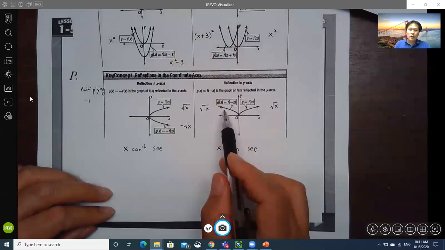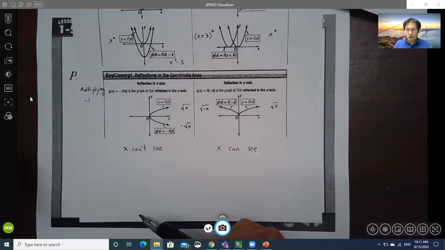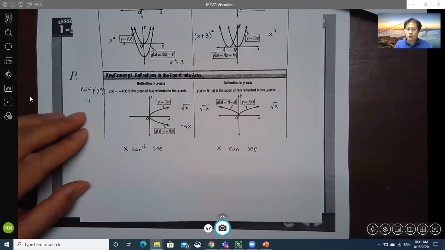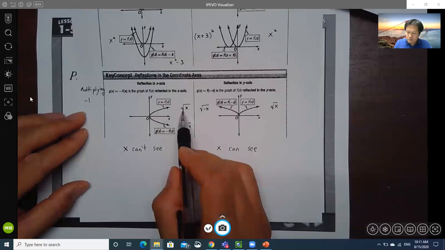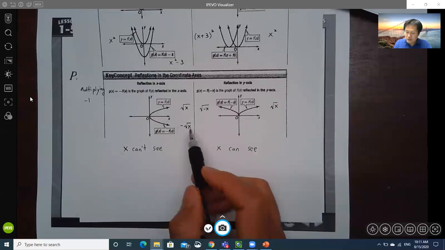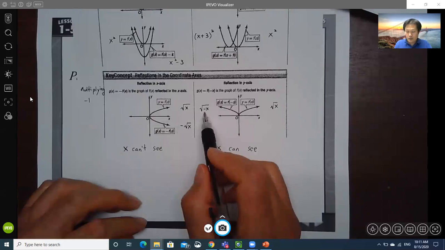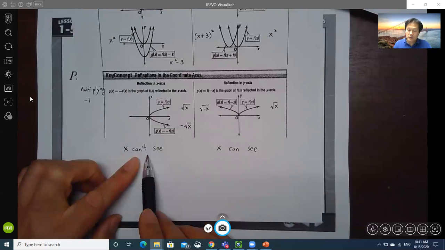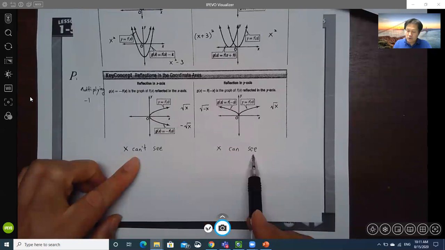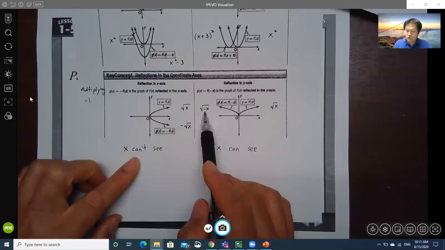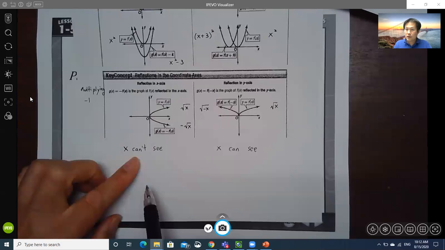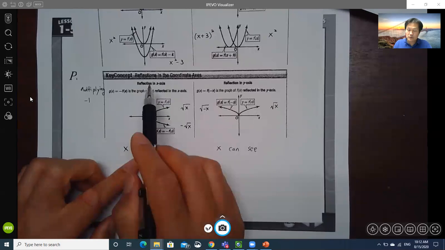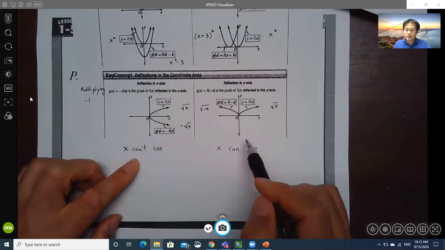How do you tell equation-wise which reflection it is? That's multiplying by -1. That's how you express it in an equation. So if you look at it, minus square root of x versus square root of minus x. So again, x cannot see the number -1 multiplied, reflection over the x-axis. X can see, yes, x can see the number multiplied, then it's a reflection over the y-axis. You just have to memorize it. X cannot see the number -1, reflection over the x-axis. Yes, x can see it, reflection over the y-axis.